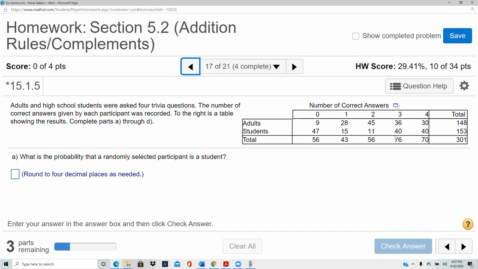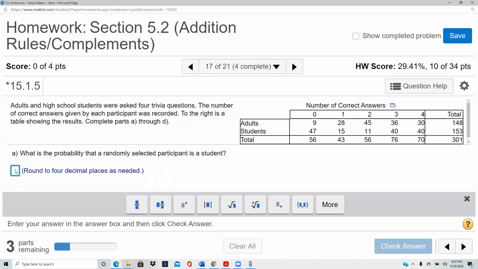So we see we have a total of 153 students and the total participants are 301. So 153 over 301. And we get 0.508. That's 4 decimal places, 0.5083.